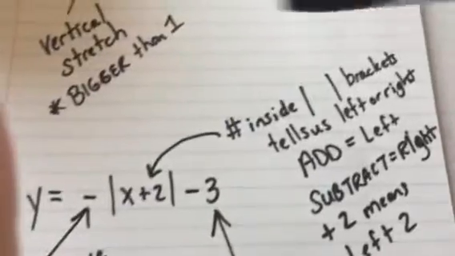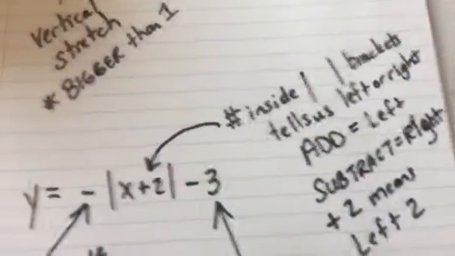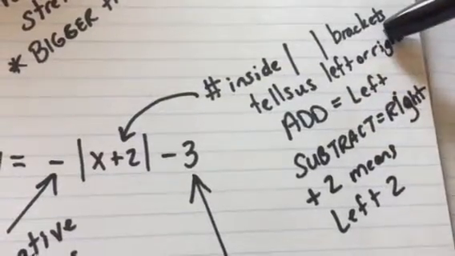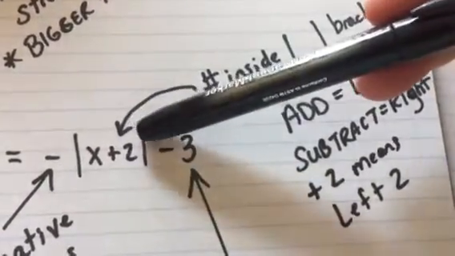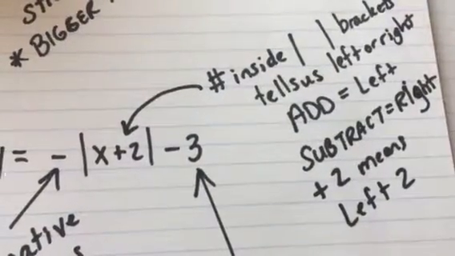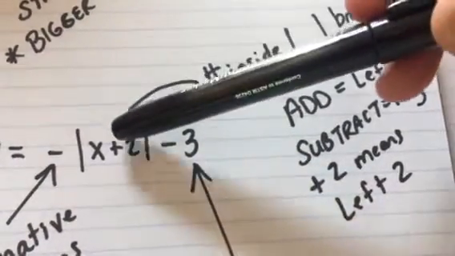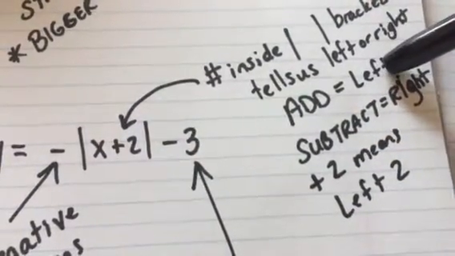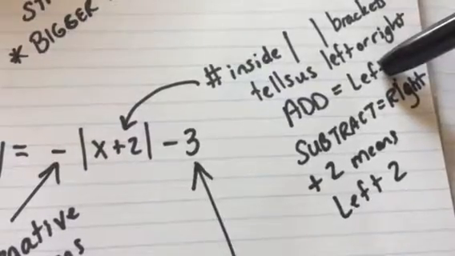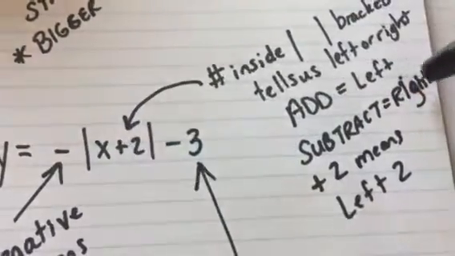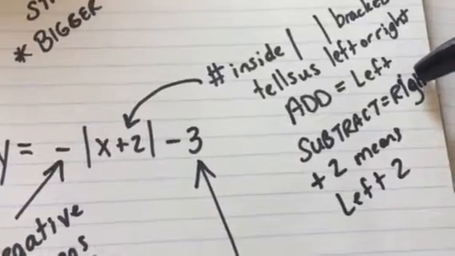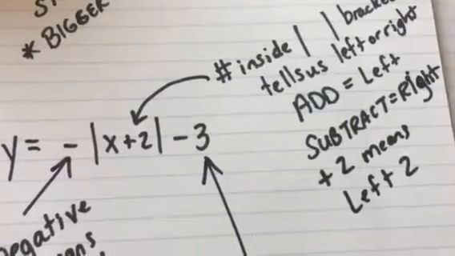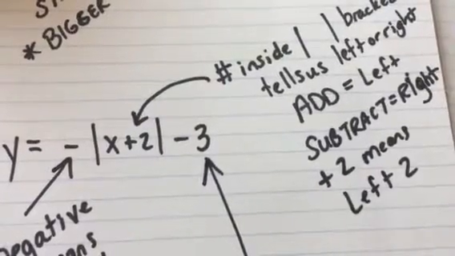All right. Then we have a number this time that's inside of our absolute value brackets, and that's going to tell us if it's going to go left or right. Now, what's a little strange about this one is that it's always the opposite of whatever you think. So since this says plus 2, an addition sign means that the graph is going to move to the left. If it has a subtraction sign, then it's going to move to the right. So for this one, we have plus 2. That's going to mean that this graph is shifting to the left 2 places.